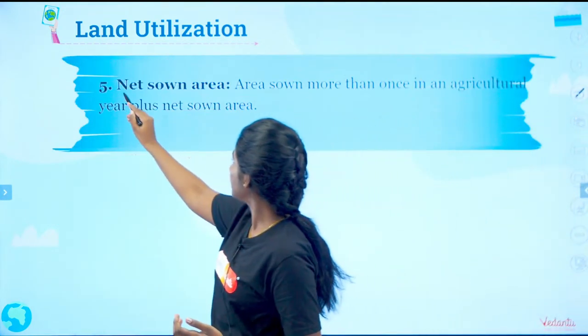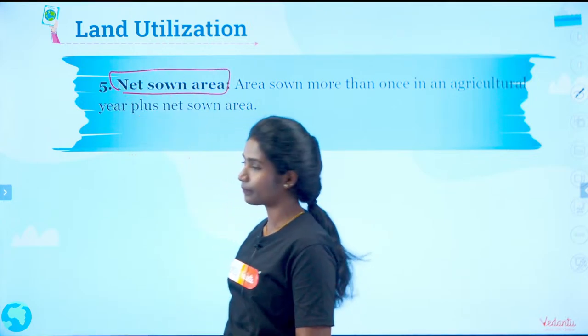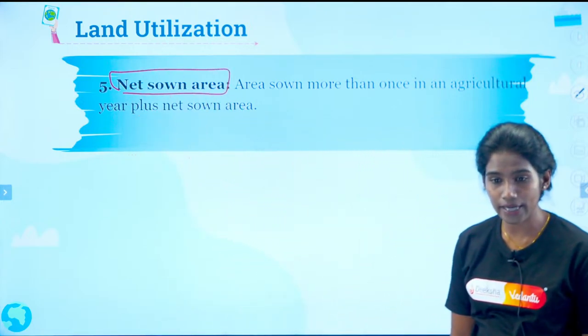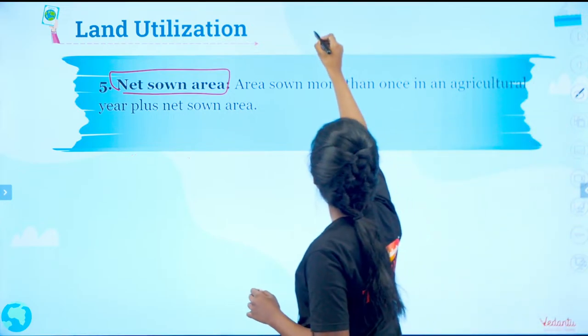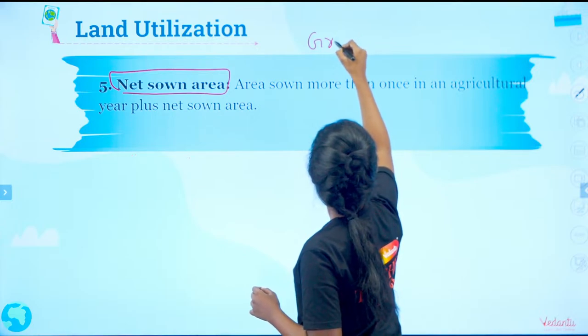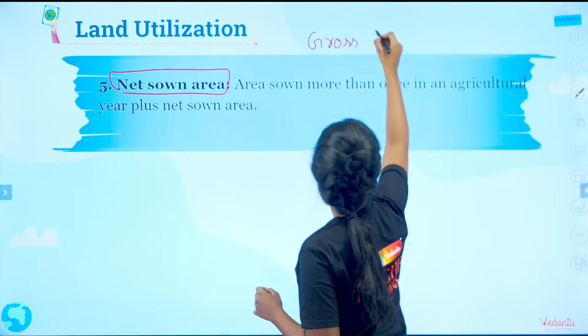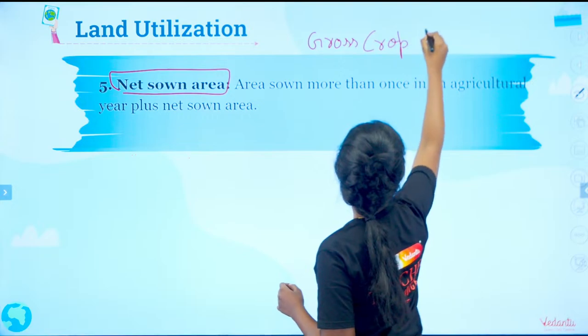And the next one is net sown area. So, there is something that is called net sown area, and there is one more term, that is gross crop area.